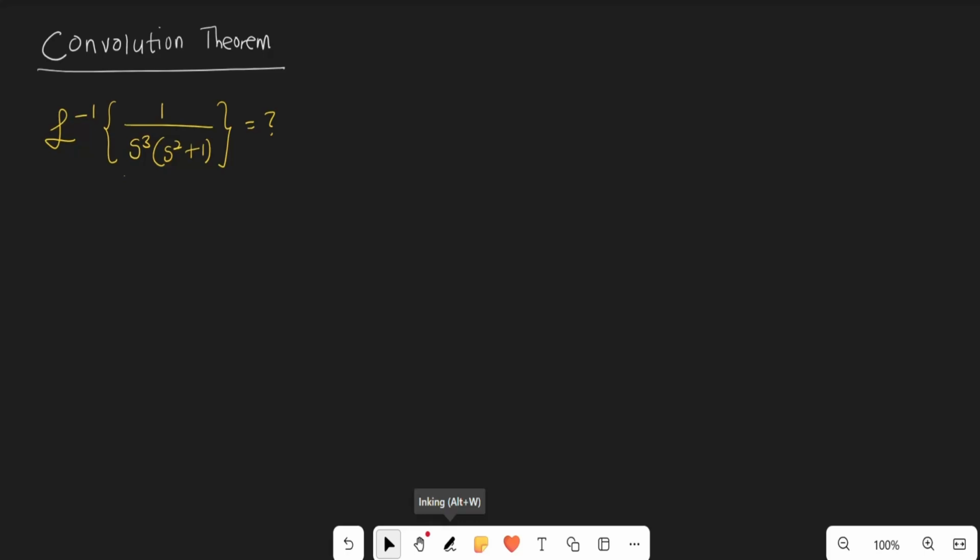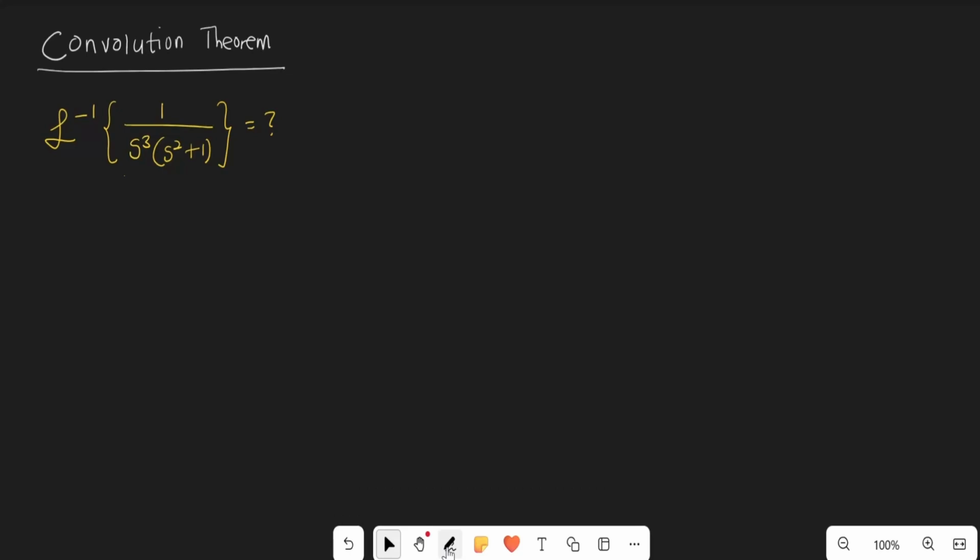One beautiful way to solve this Laplace inverse question is to use the convolution theorem of Laplace transform. You can also solve this one using partial fractions. You can break this one down using partial fractions, and then you apply the linearity property of the Laplace inverse. But here I'm going to solve this one using the convolution theorem.